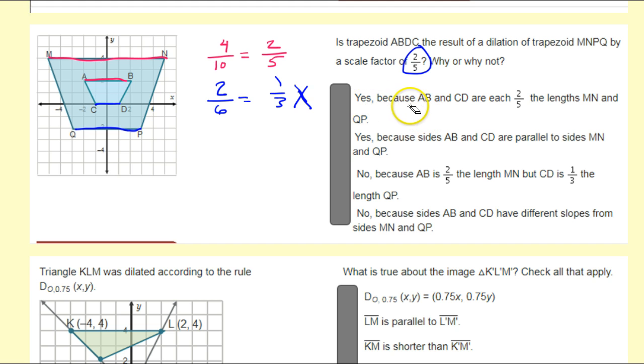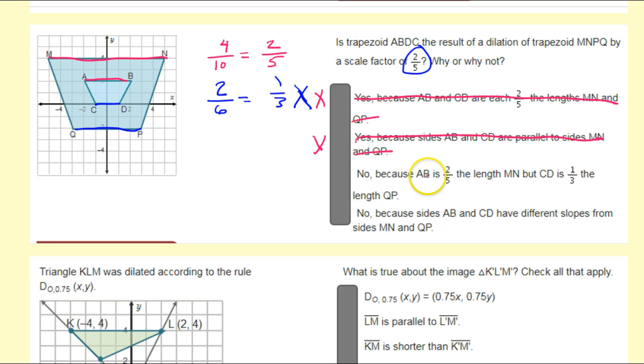Okay, let's look through some of these. So for starters, we already know that they are not similar. So we can throw out all of the ones that say yes. Okay, because they are definitely not similar. So we can throw out these two answers. So it has to be one of these.